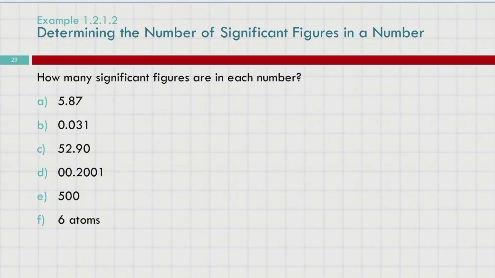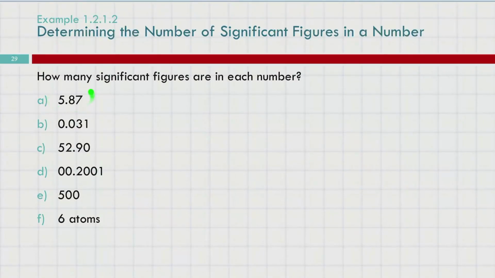Given these numbers, we want to figure out how many significant figures are in each number. We didn't take the measurements ourselves, so we don't know for sure. These are just measurements that somebody else took. We want to figure out how many significant figures they have. So 5.87, how many significant figures or significant numbers do we have in that number? We have all non-zero numbers. So we have 3 significant figures.